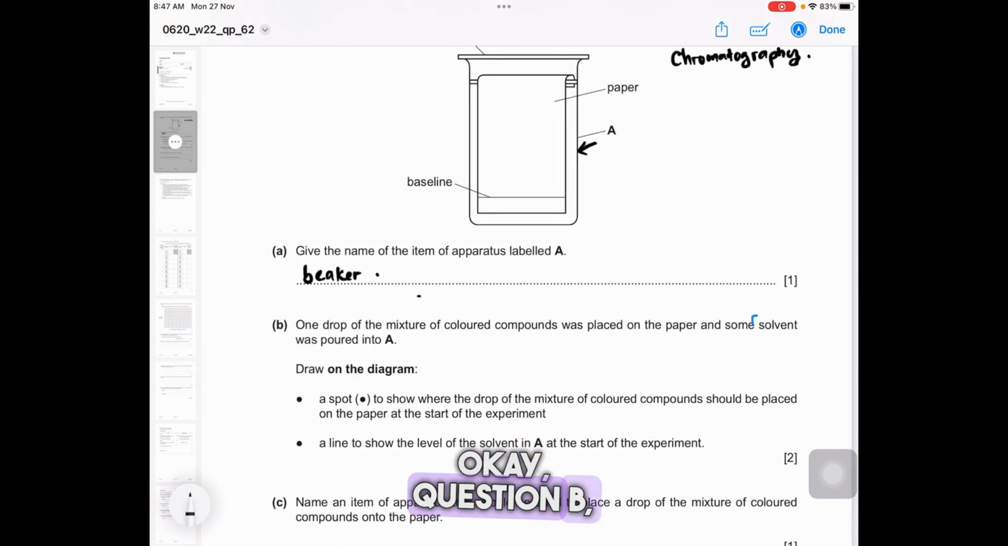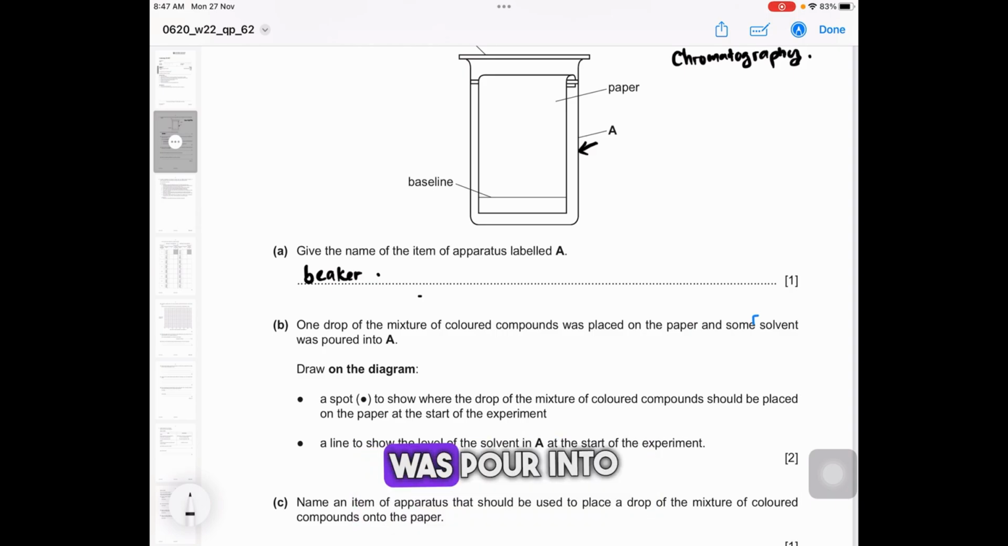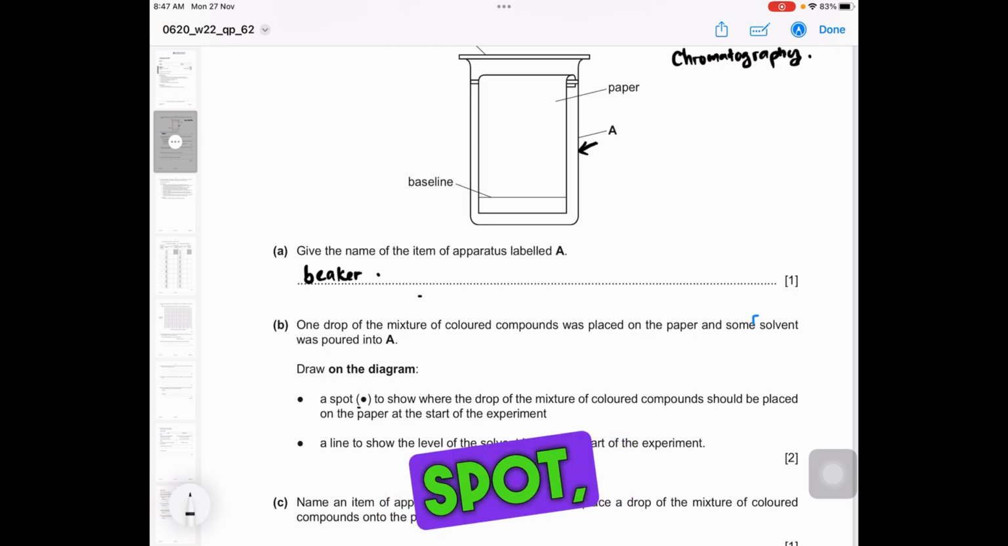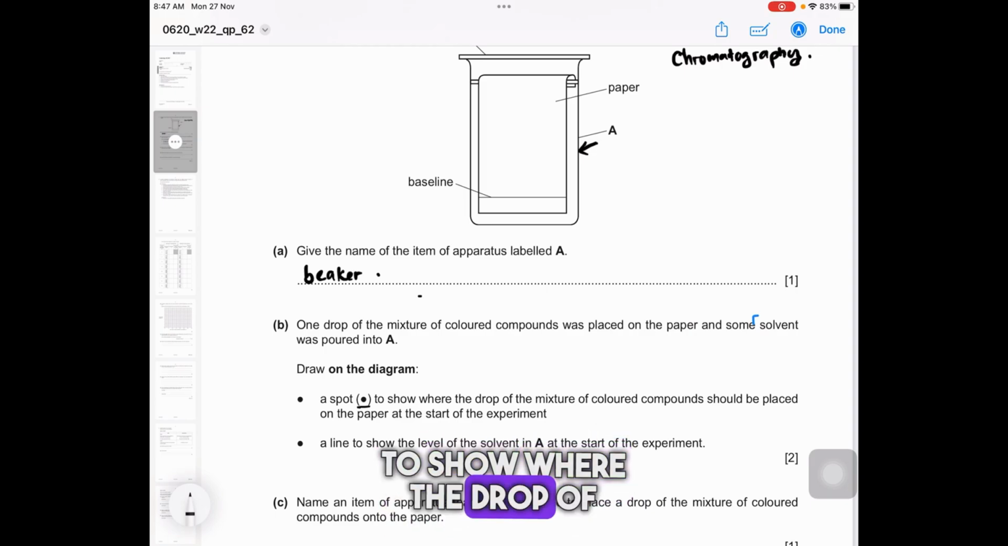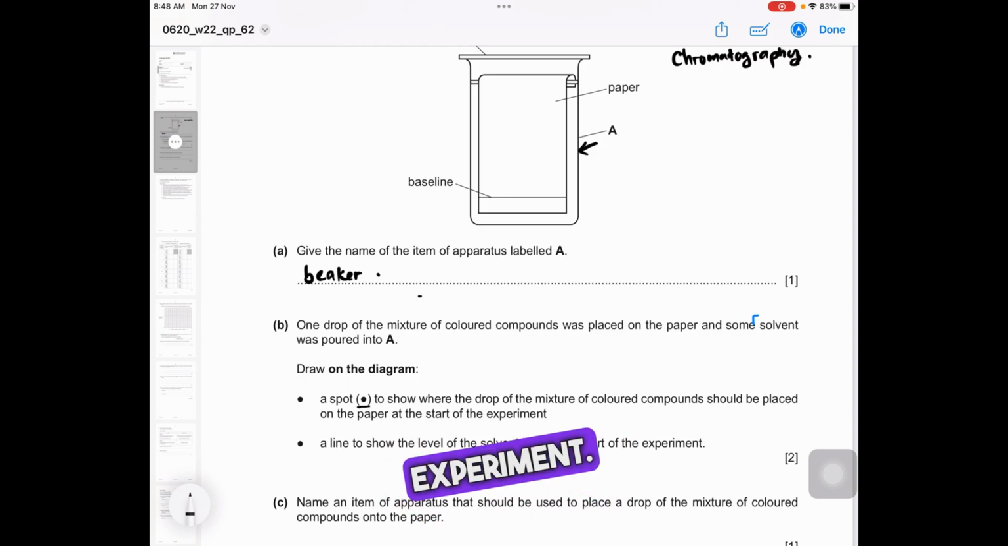Question B. 1 drop of the mixture of colored compounds was placed on the paper and some solvent was poured into E. So we pour some solvent into the beaker. Draw on the diagram a spot to show where the drop of the mixture of colored compounds should be placed on the paper at the start of the experiment.